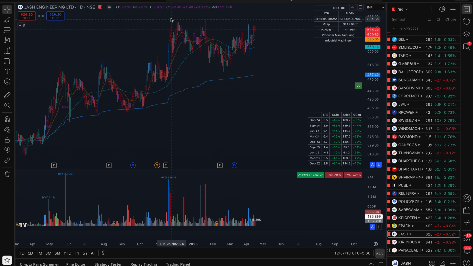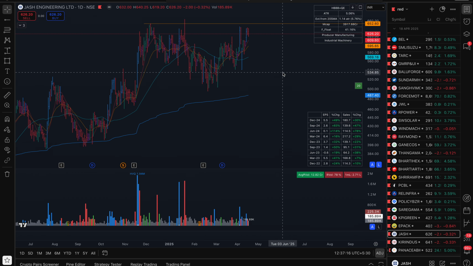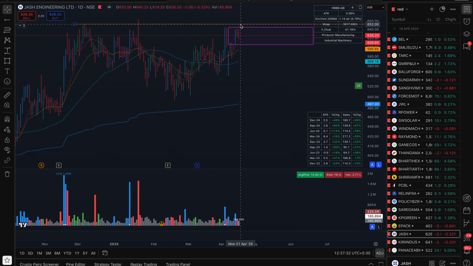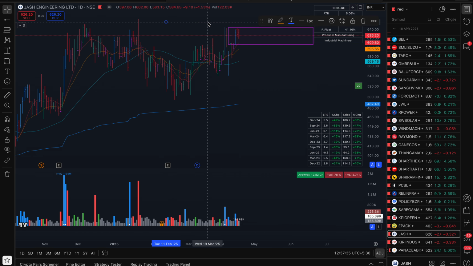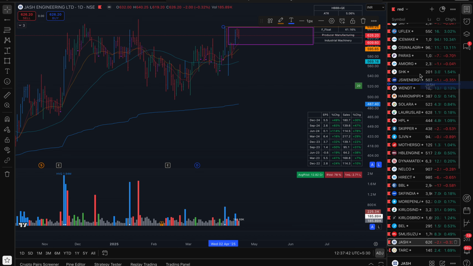Josh again. This is a setup which is near the O'Neill pivot. Would I like some more tightness here and a bigger handle formation? Yes, but if the price breaks out here in the next few days, would that be a valid entry? The answer is also yes. So this will certainly go up.